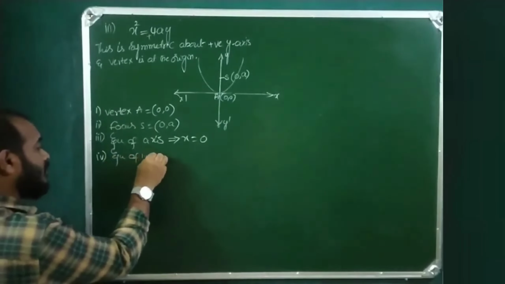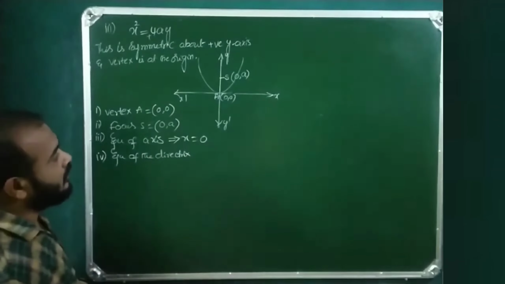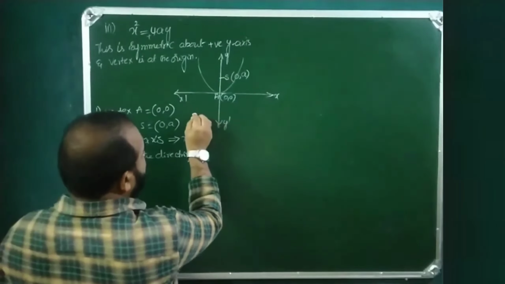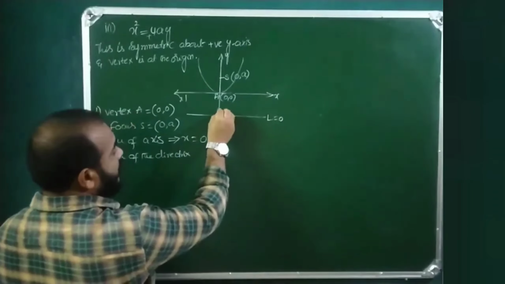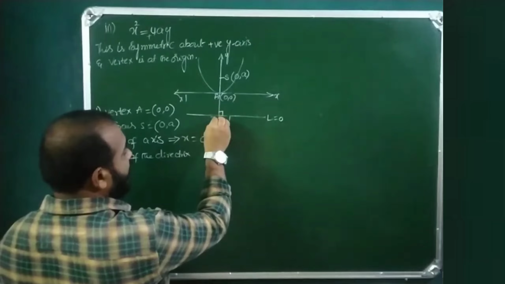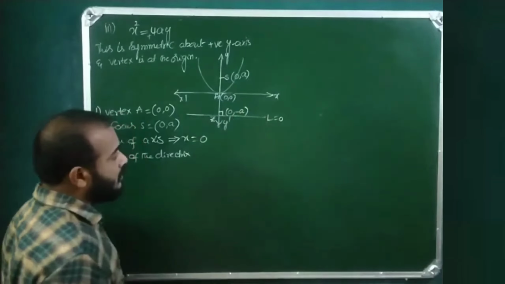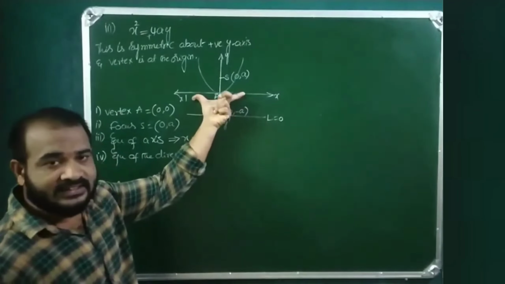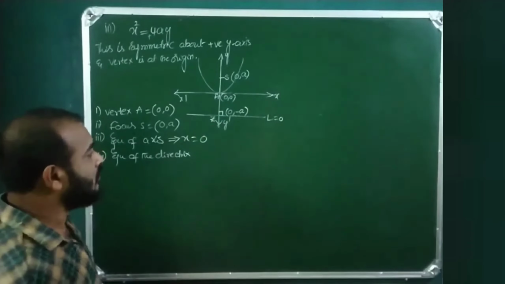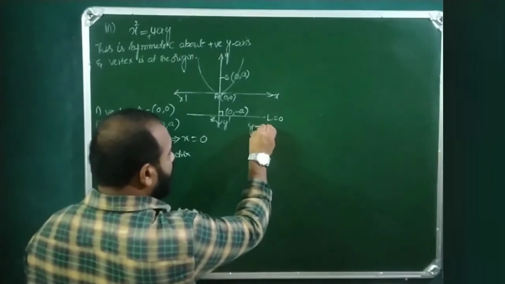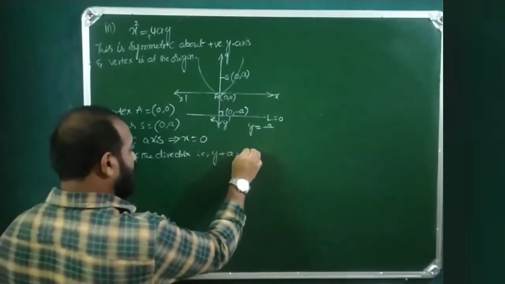And the equation of the directrix. This is the line L equals 0 and this is the foot of the directrix, Z. If it is (0, a), this can be (0, minus a). This line is parallel to the x-axis. Any line which is parallel to the x-axis is of the form y equals something. So this is y equals minus a, that is y plus a equals 0.